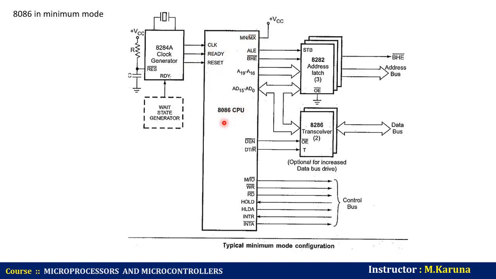The 8086 is operated in minimum mode by connecting its MN/MX pin to logic 1, that means plus 5 volts. In this mode, all the control signals are given out by the microprocessor itself. This minimum mode system consists of a single microprocessor and components such as latches, transceivers, clock generator, and memory or I/O devices.